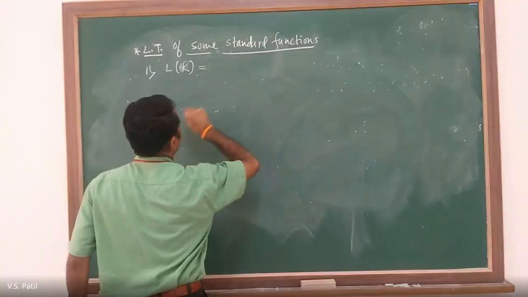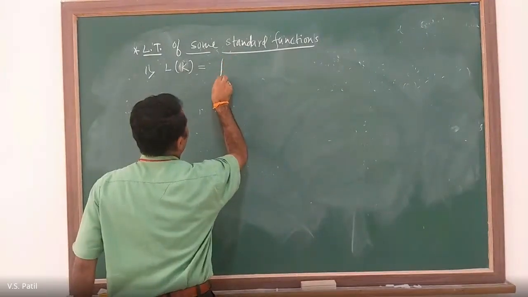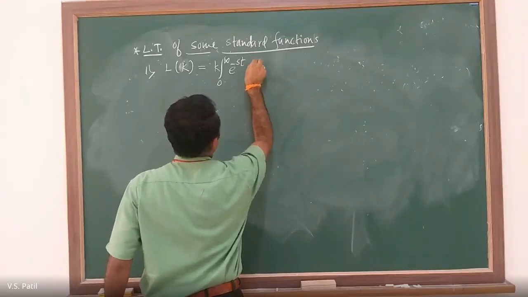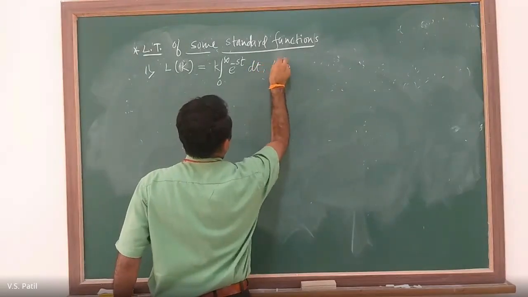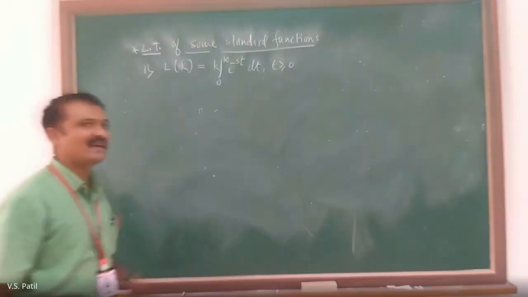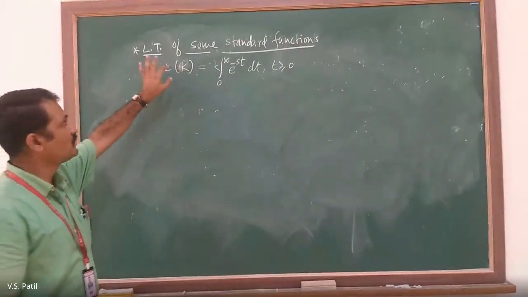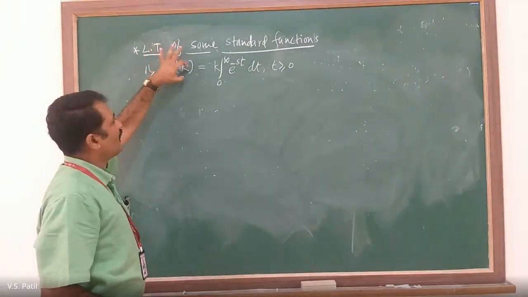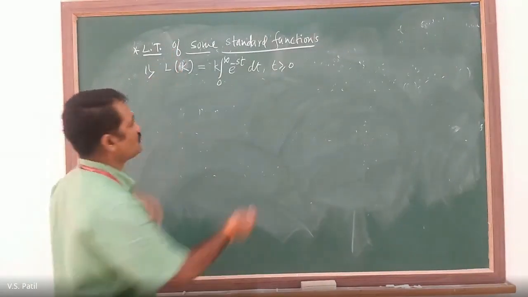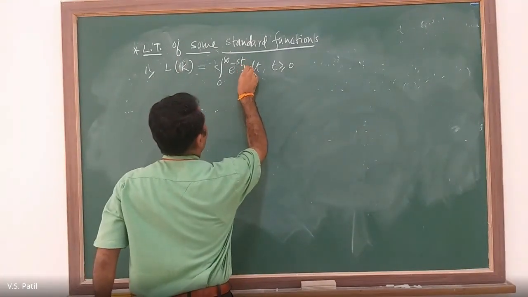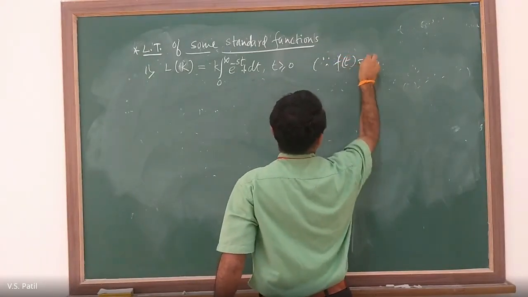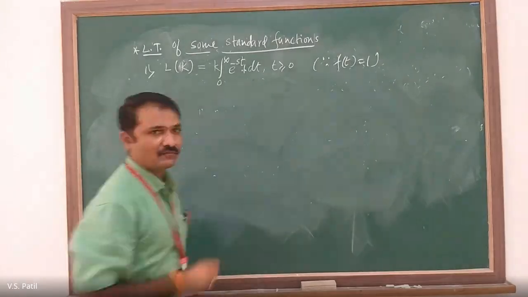Laplace transform of k can be written as the integration from 0 to infinity of k times e to the power minus st dt, where s is greater than or equal to 0. Am I right? Definitely. Because your k is constant here, I am taking k outside, and then it becomes 1 here. So this is the Laplace transform of what is your f of t here? Your f of t is 1.